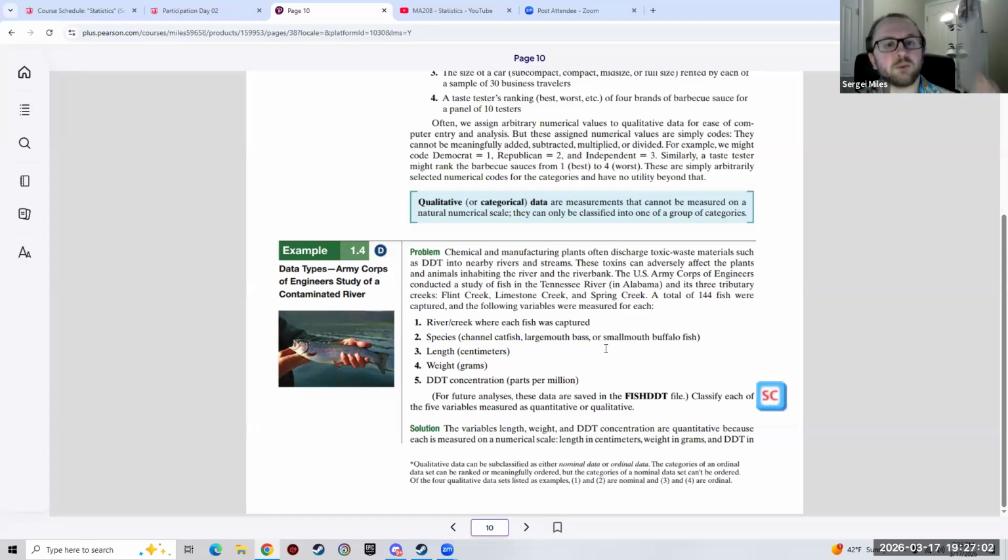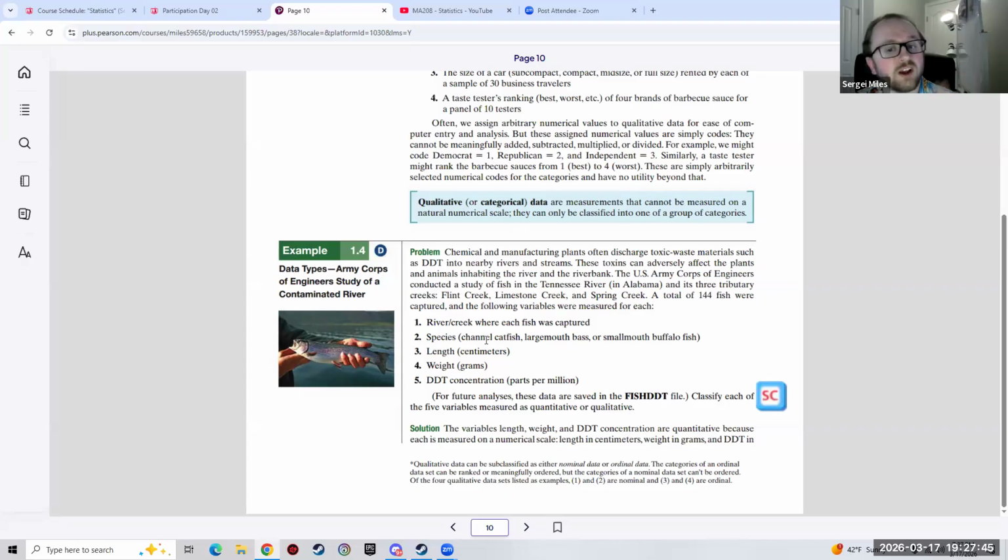But these fish have multiple variables that we can collect information for. We can collect where the fish came from. After all, if I have a sick fish, then I need to know which creek it was in so I can tell geographically where the impact from the manufacturing plants is hitting most. So where does the fish live? We know they're studying these three different creeks, but this is categorical, qualitative. The name of the creek, Flint Creek, doesn't have a numerical value. It's not a number. I can't add or subtract Flint Creek. So this is qualitative data.